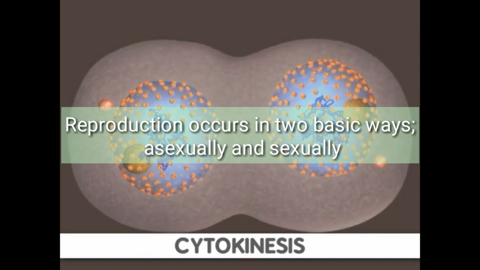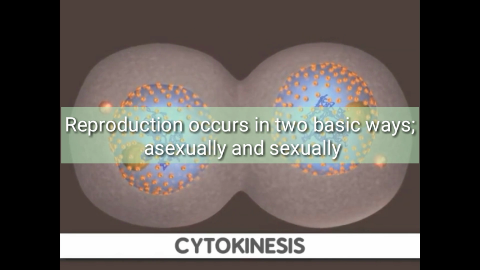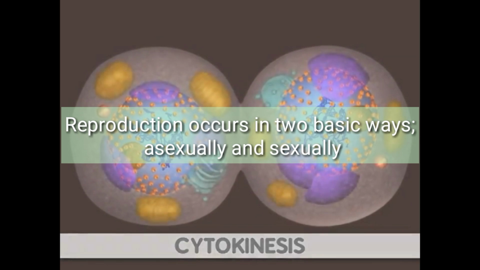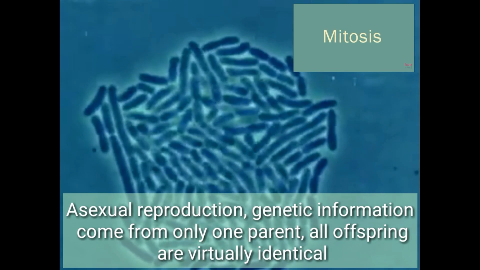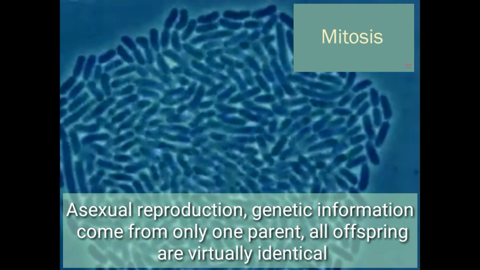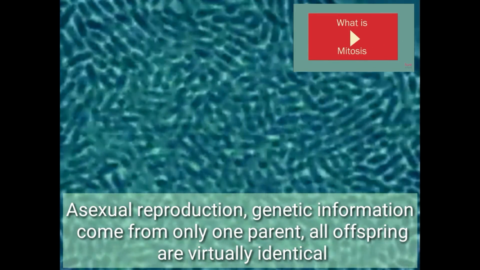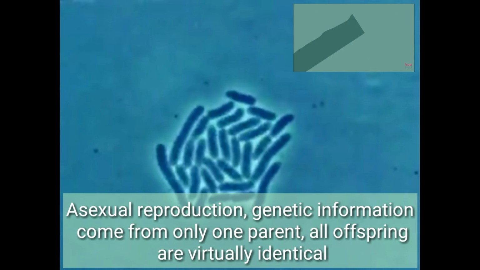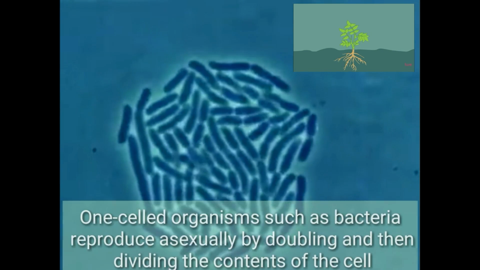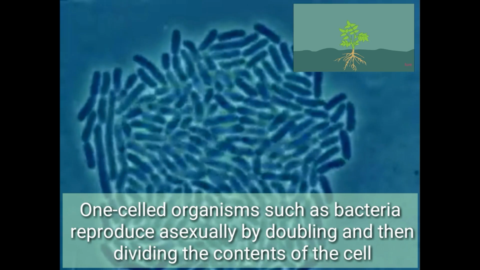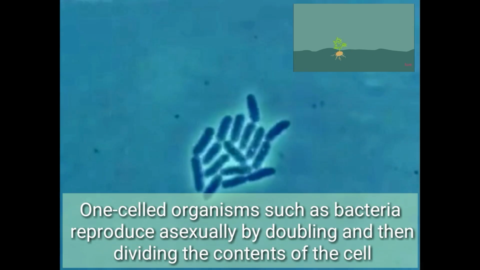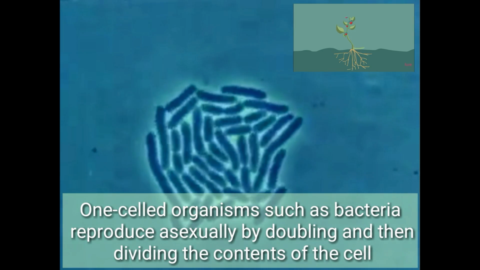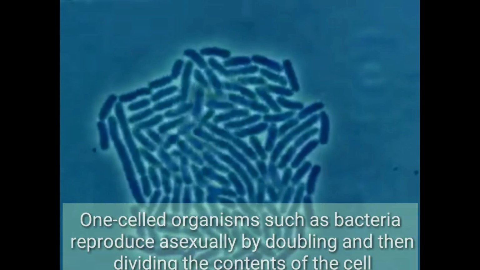Reproduction occurs in two basic ways, asexually and sexually. In asexual reproduction, genetic information comes from only one parent. All offspring are virtually identical. One-celled organisms, such as bacteria, reproduce asexually by doubling and then dividing the content of the cell.